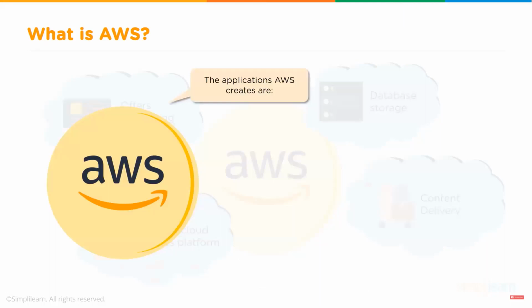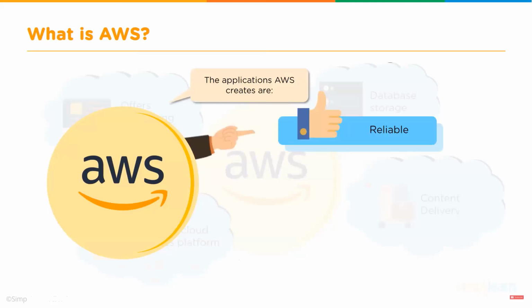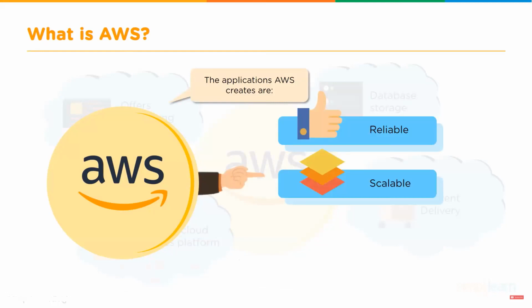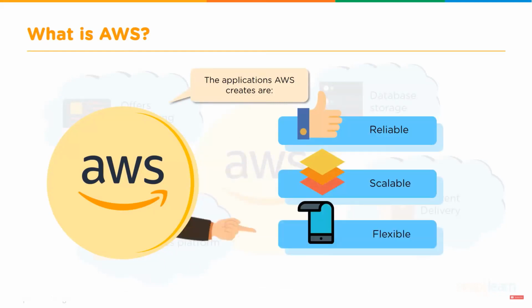And that's not all. The applications that we provision in AWS are very reliable because they run on a reliable infrastructure, very scalable because it runs on an on-demand infrastructure, and very flexible because of the design options available to me in the cloud.